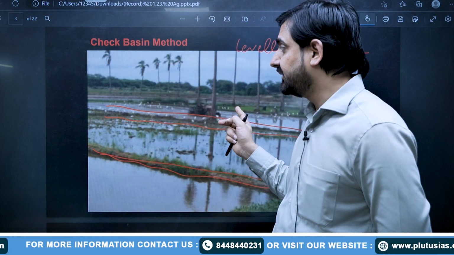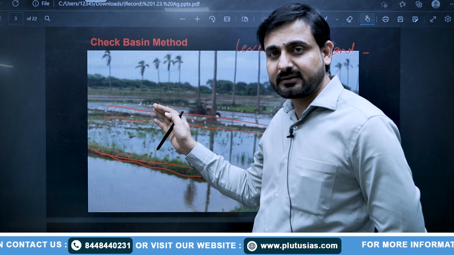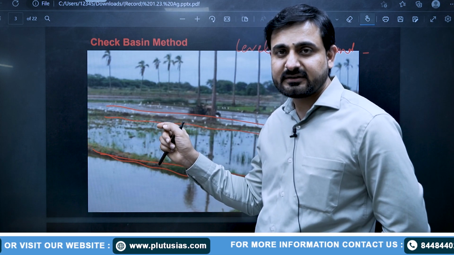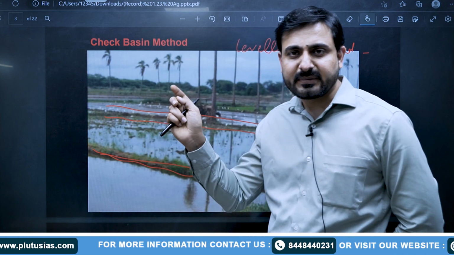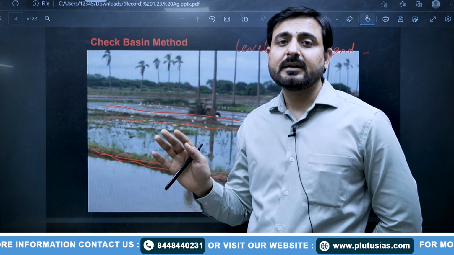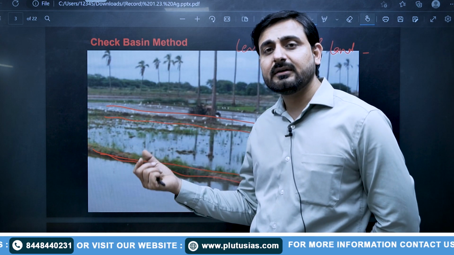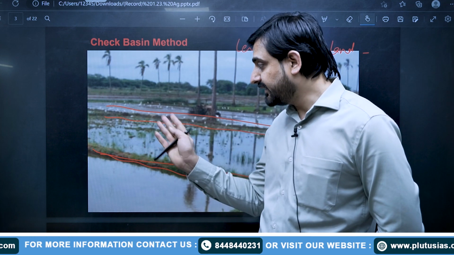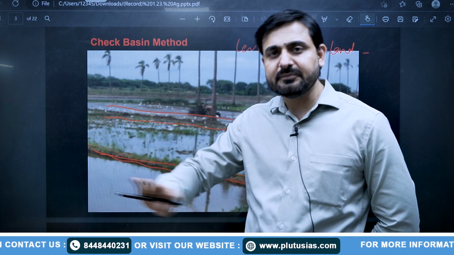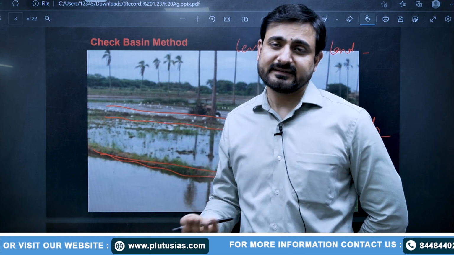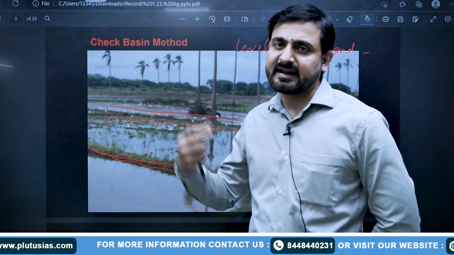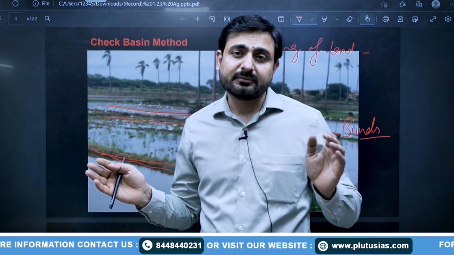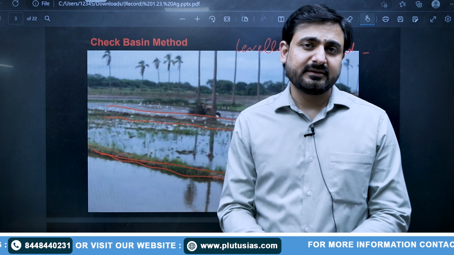This check basin method is generally better in water use efficiency, in controlling the nutrients, maintaining the soil fertility, and also reducing the frequency of irrigation, or directing water evenly to all the places inside the field. Bunds help. Then what are the various disadvantages of the check basin method?